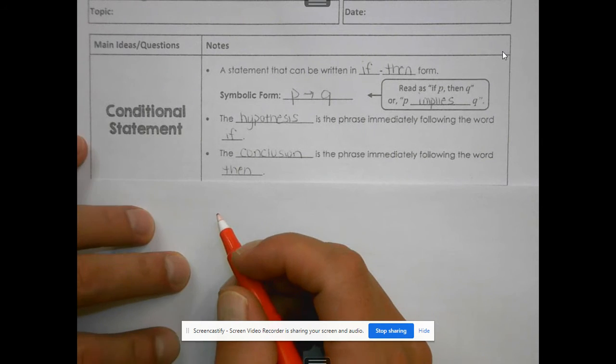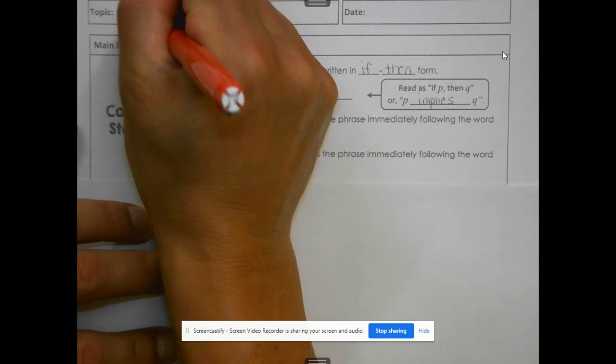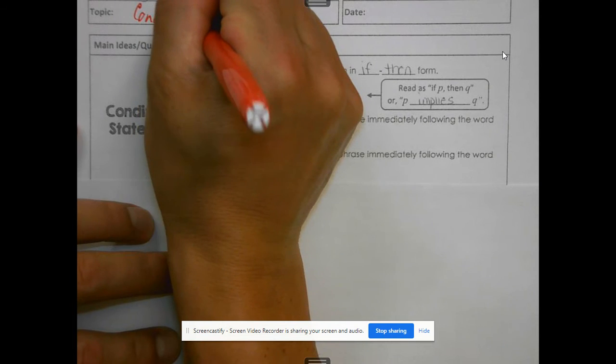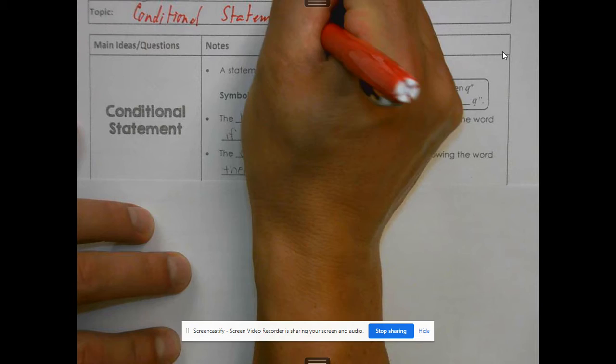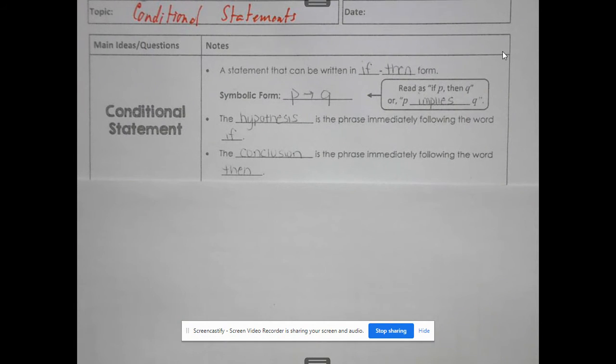All right, today's topic is called conditional statements. Lots of writing today. So what I'm going to do is use my key that I made and just move the paper as we go. But you guys are allowed to pause it and rewind or fast forward if you need to, all right?